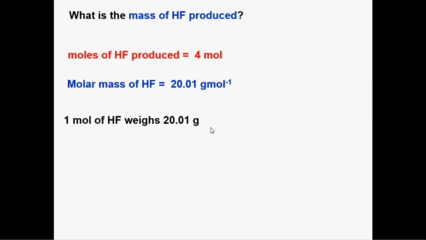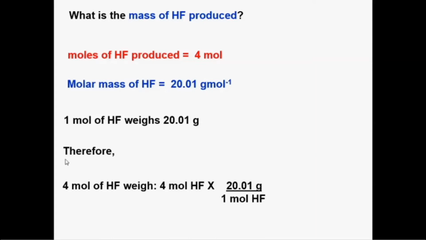But we don't have 1 mole of hydrogen fluoride. Instead, we have 4 moles of hydrogen fluoride. So 4 moles of hydrogen fluoride should weigh, if we calculate this, 80.04 grams. So the mass of hydrogen fluoride produced in this reaction is 80.04 grams.